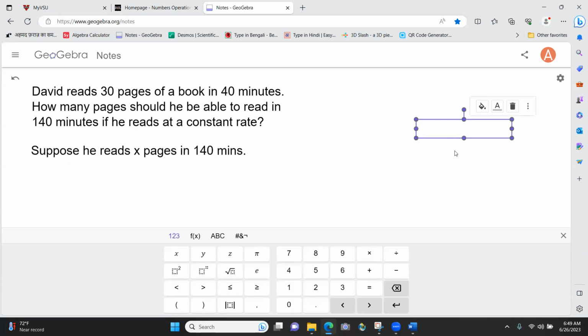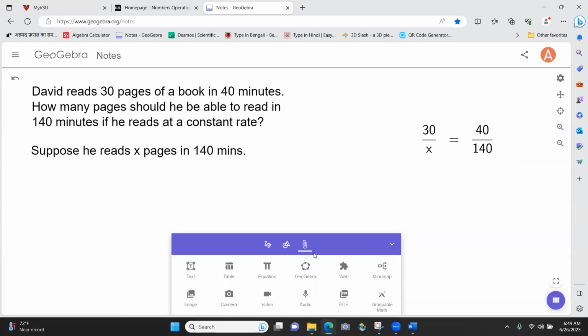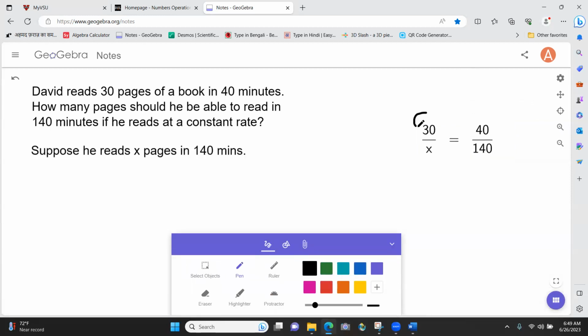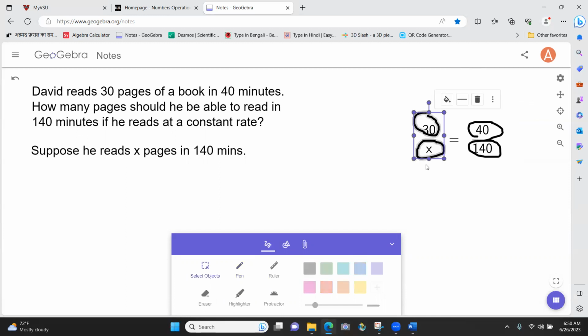The number of pages he can read in 40 minutes divided by the number of pages he can read in 140 minutes is going to be 30 over X, that's what he reads in 40 minutes divided by what he reads in 140 minutes. And this has to equal 40 over 140. Intuitively, that makes sense. If 30 is 1/3 of X, 40 should be 1/3 of 140. That's the basic idea behind proportional thinking.